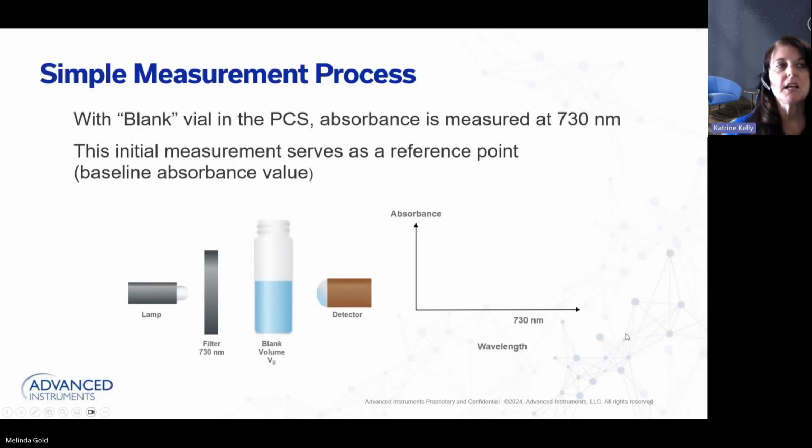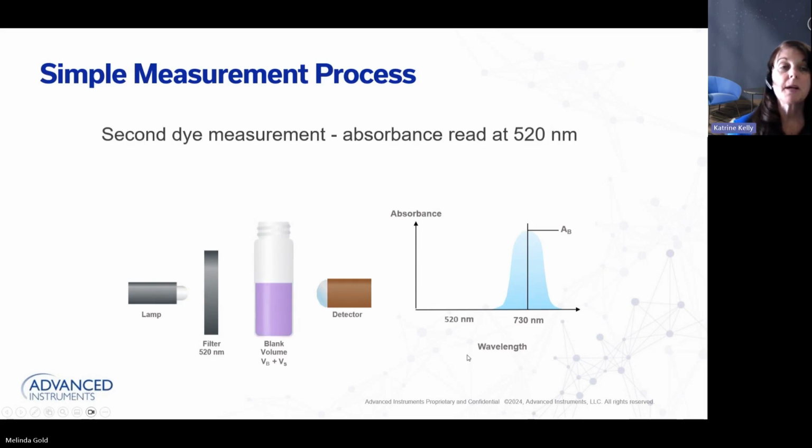So operation of the PCS is designed to be very simple. With a blank vial in the instrument, it takes an initial absorption reading at 730 nanometers. Next, you'll pipette the range solution or the red dye into the blank vial, close the lid. The instrument takes a second reading at 520 nanometers, providing you with an immediate result.